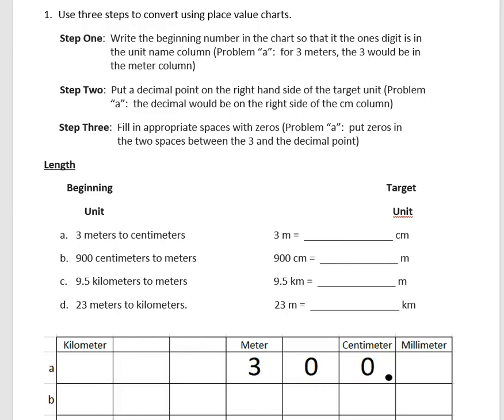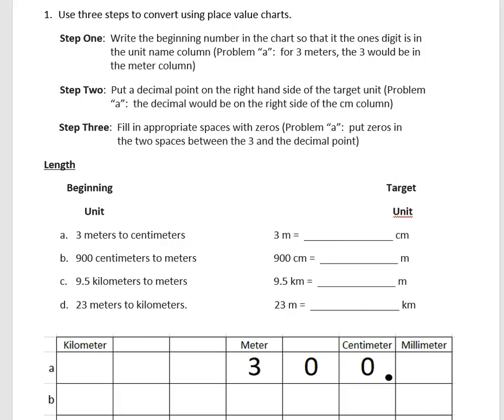This tutorial is for 5th grade, Module 1, Lesson 4. In this lesson, we're going to look at metric conversions using a 3-step process.